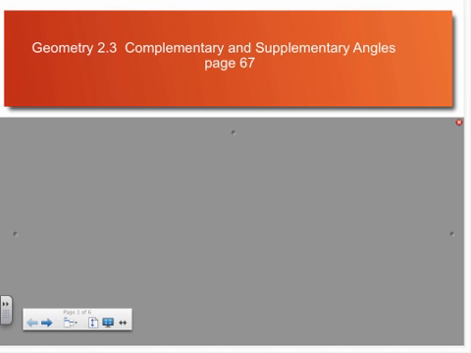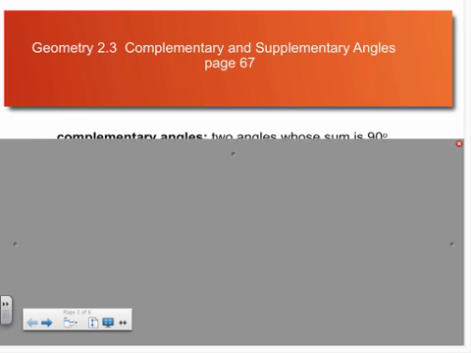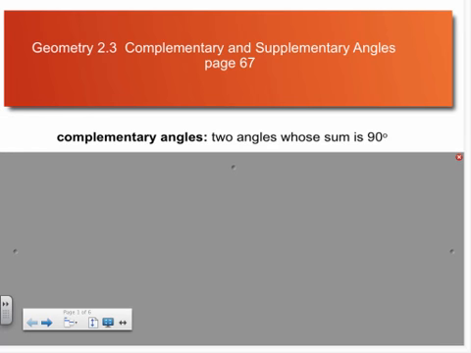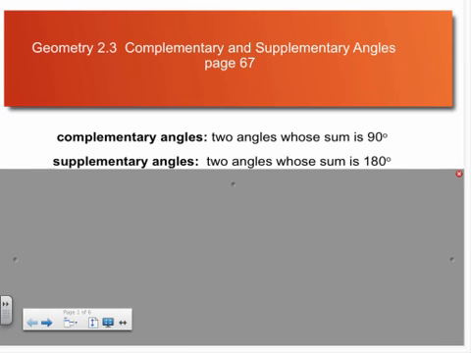We'll start with complementary angles. Complementary angles are just two angles whose sum is 90 degrees. You can also think of this as two angles that could be put together to make a right angle or a corner. Supplementary angles are two angles whose sum is 180 degrees. This is really just two angles that come together to make a straight line.